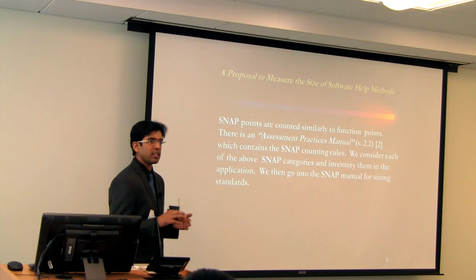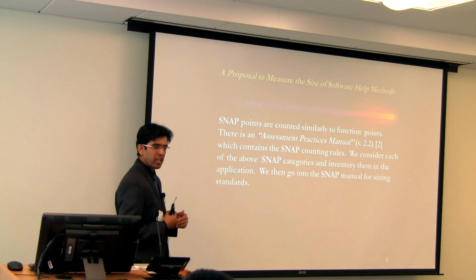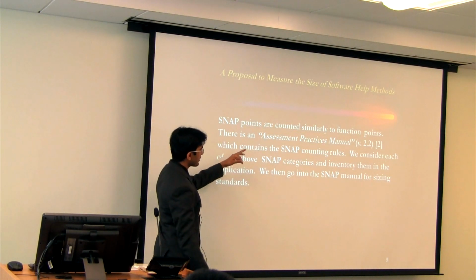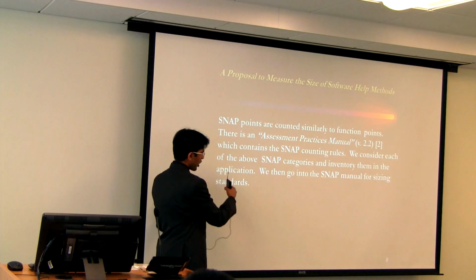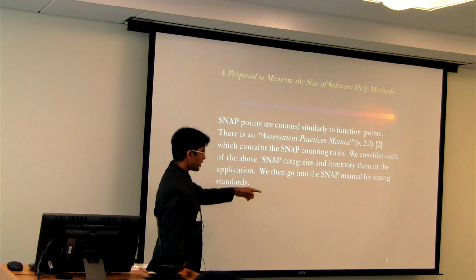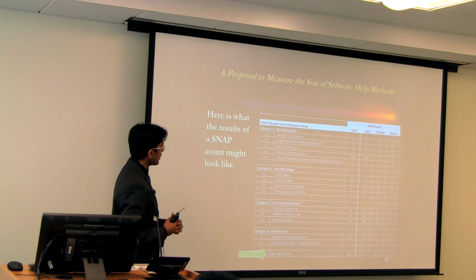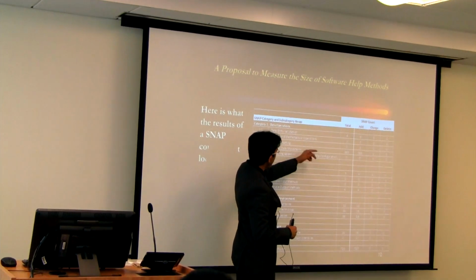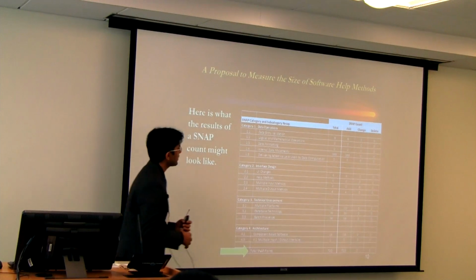SNAP points are counted just like function points. It has a manual called the Assessment Practice Manual. So we use the Assessment Practice Manual to count the SNAP points from the software and then categorize them into all the categories. We then go through the manual for giving them the points. Here is an example of how we actually do it. We have all the categories here, then we give all the SNAP points there. And here you can see the total count of the SNAP points is 720.